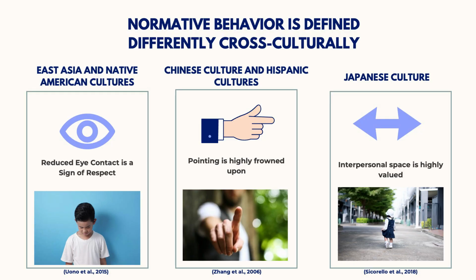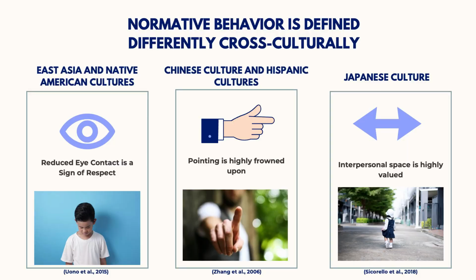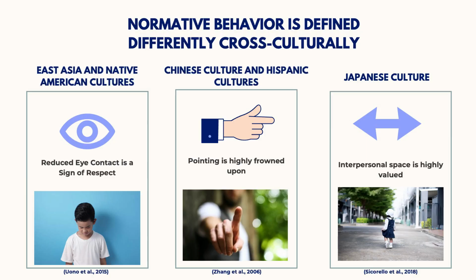So for example, in East Asia and Native American cultures, reduced eye contact is seen as a sign of respect. So maybe a child is not looking you in the eye because that's what they grew up learning, and that's what was considered normative according to the environment and the culture in which they were raised. In Chinese cultures and Hispanic cultures, pointing is highly frowned upon. I can speak from a Hispanic point of view, pointing was never encouraged, especially in social environments. And then in Japanese culture, interpersonal space is highly valued.